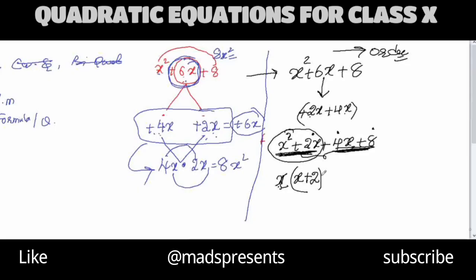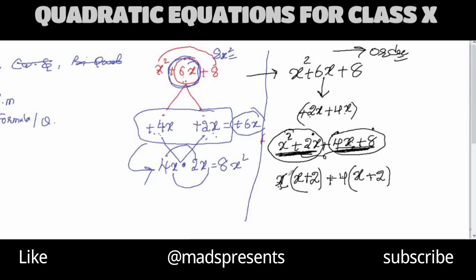Similarly, out of 4x plus 8, what can you take common? I can take 4 as common, because 4 and 8 are there, 4 ones are 4, 4 twos are 8. So here 4 is common, so x is left, and 4 twos are 8, so we can write a 2 here. x plus 2 in the bracket.